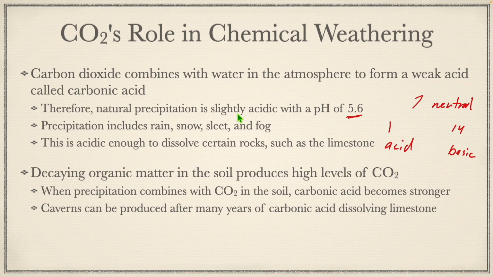Precipitation includes things like rain, snow, sleet, and fog. This is acidic enough to dissolve certain rocks such as limestone. So even just natural precipitation is acidic enough to dissolve limestone.